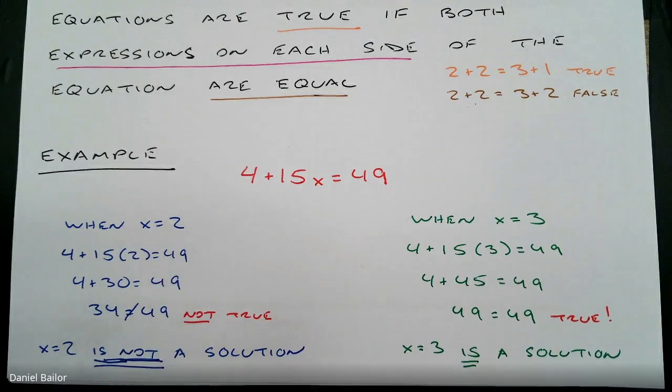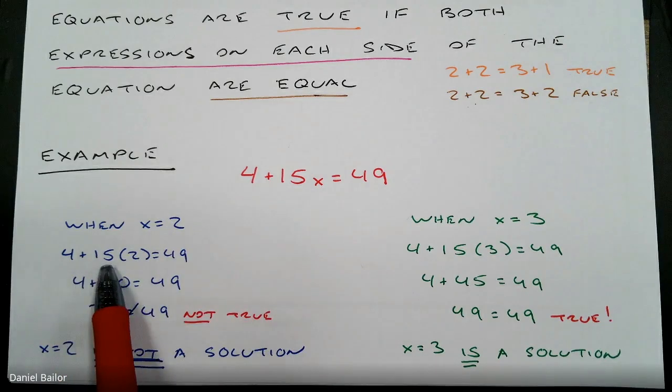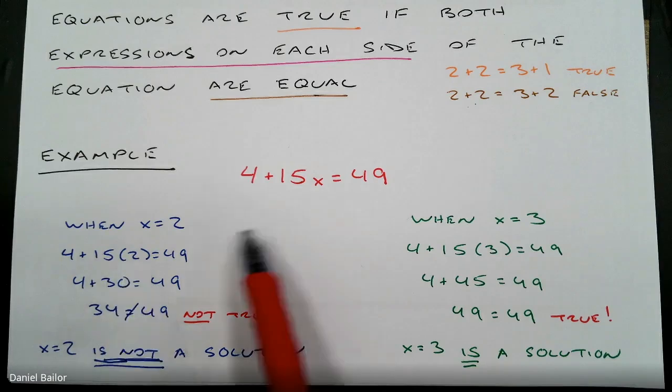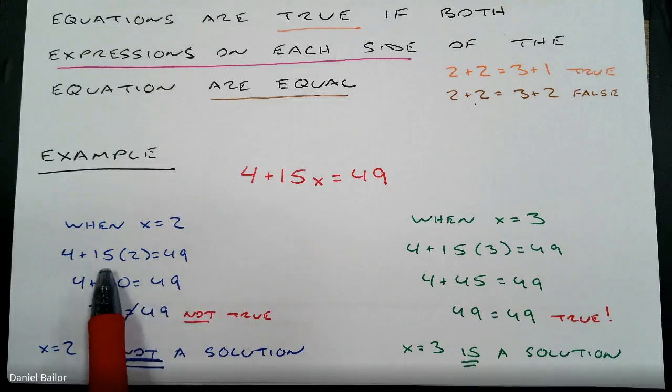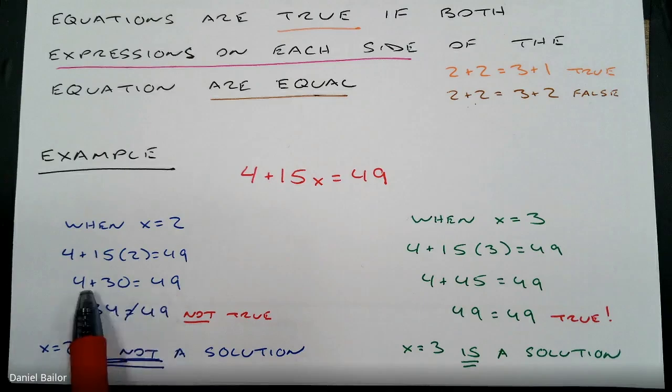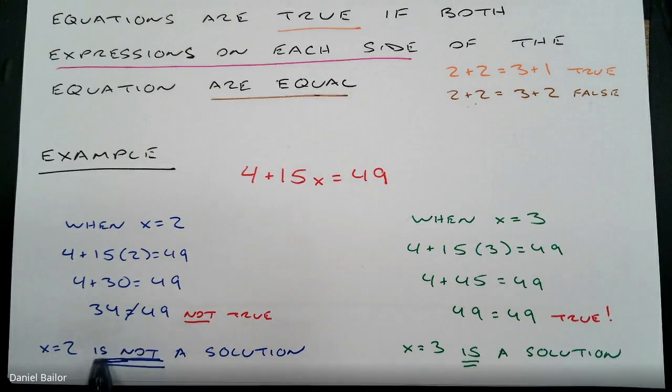So what we'll do is, instead of x, we'll put a 2. So we do 4 plus 15 times 2, instead of times x, because x is 2, equals 49. Then 15 times 2 is 30, so we get 4 plus 30 equals 49. 4 plus 30 is 34. 34 does not equal 49. It's not true. So x equals 2 is not a solution because it does not make an equal equation. It is not a solution.